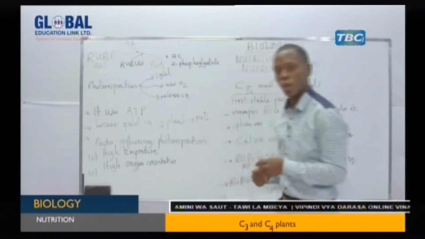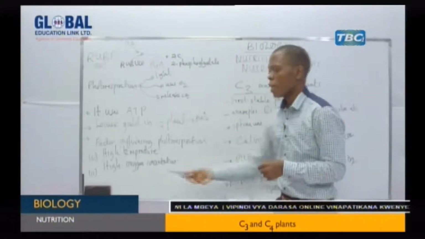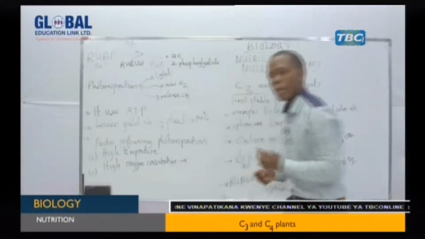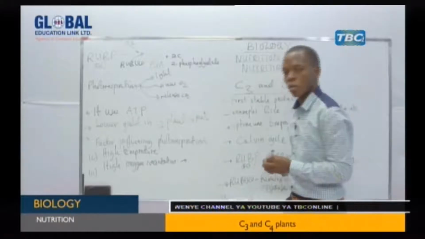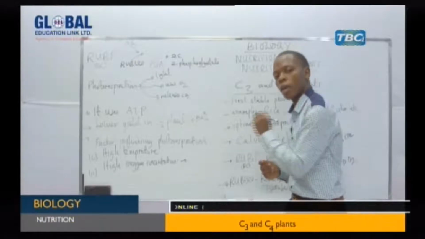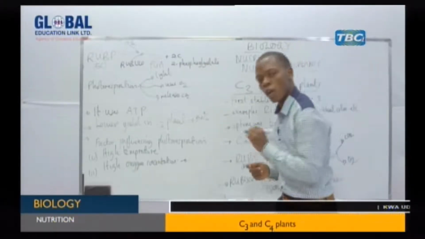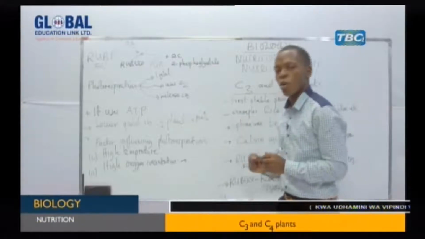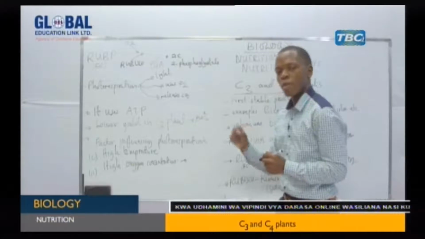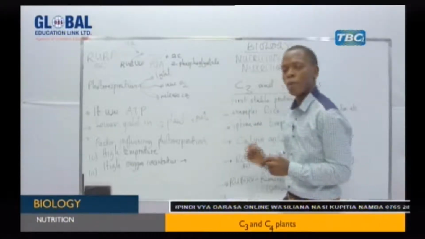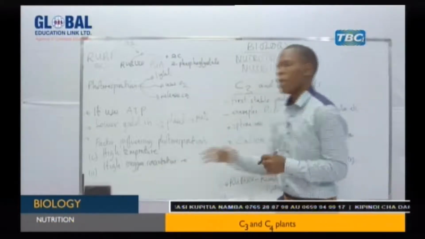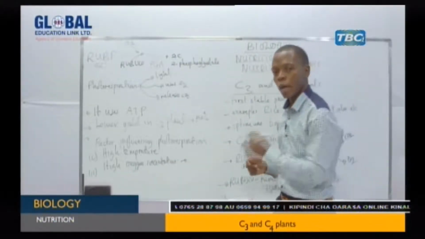And this high oxygen concentration, actually, if you remember, the C3 plant has the so-called rubisco. This rubisco can fix oxygen and carbon dioxide depending on the concentration. When there is high oxygen concentration, the rubisco fixes oxygen to the RuBP, and it results in the formation of one compound with 3 carbons and another compound with 2 carbons. Therefore, high oxygen concentration can favor the process of photorespiration to occur.